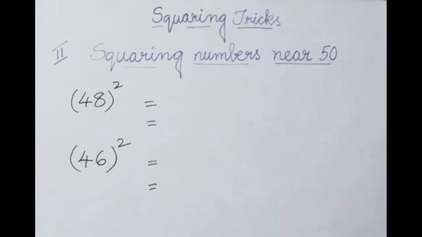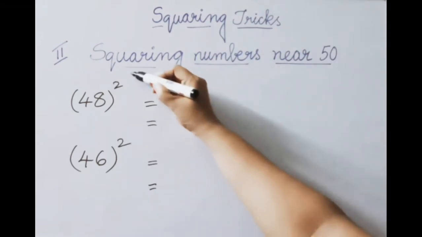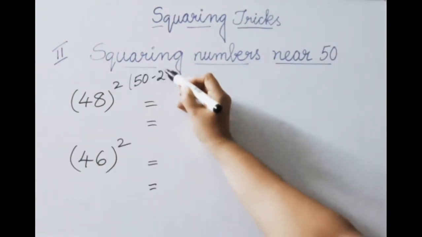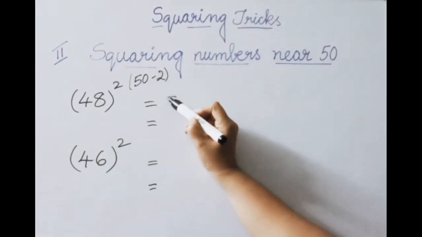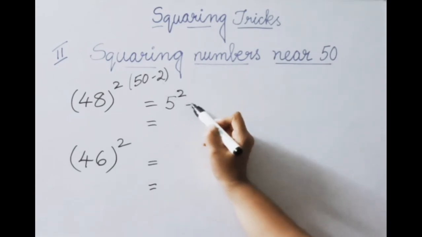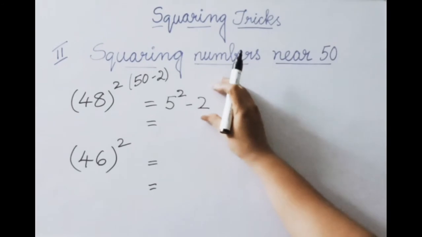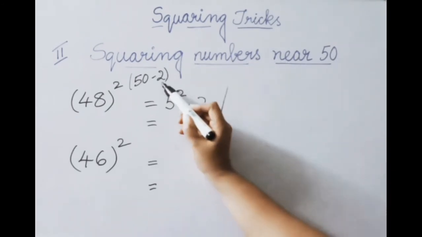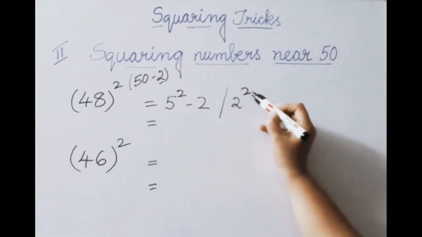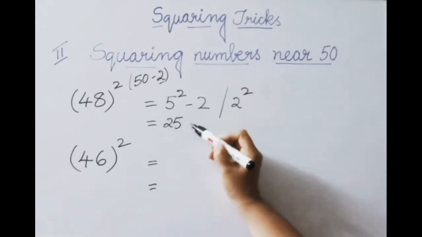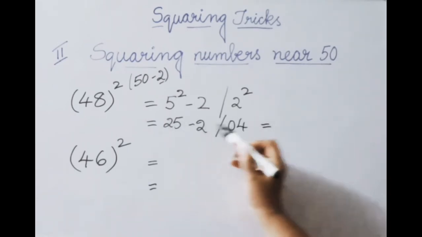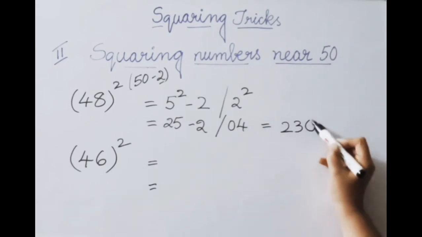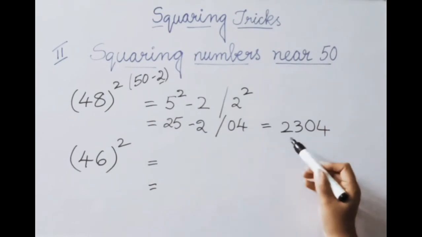See the next example, 48 square. 48 is nearer to 50. How can we write 48? That is 50 minus 2. So how we have to solve this: first write down 5 square. Next, subtract this value. This is the first part answer. Now the square of this second value, 2 square. So 5 square means 25 minus 2. 2 square means 4. So our answer is 25 minus 2, 23. Second part answer 04. So 48 whole square means 2304.